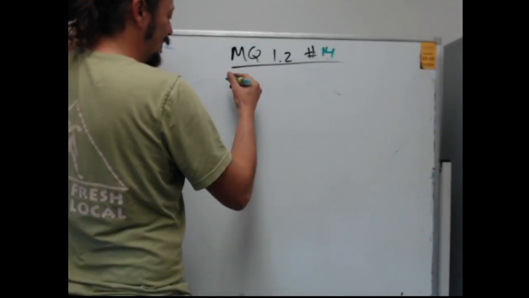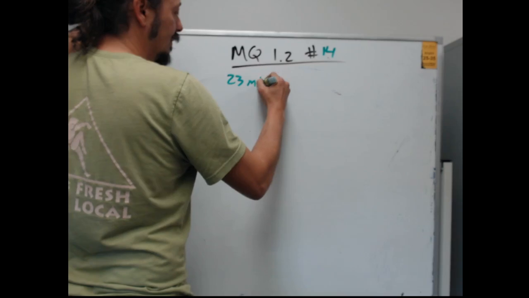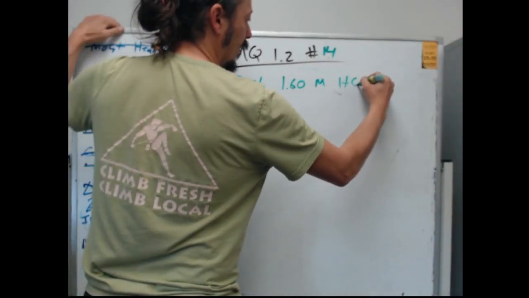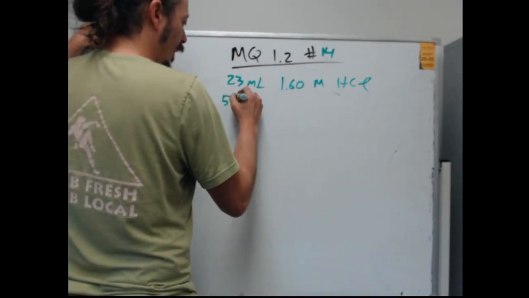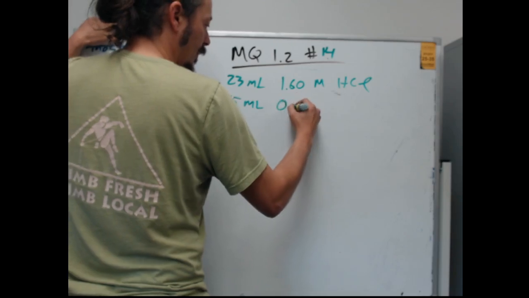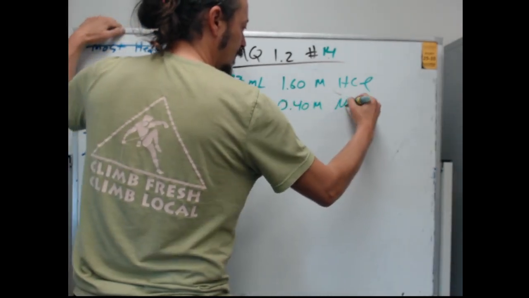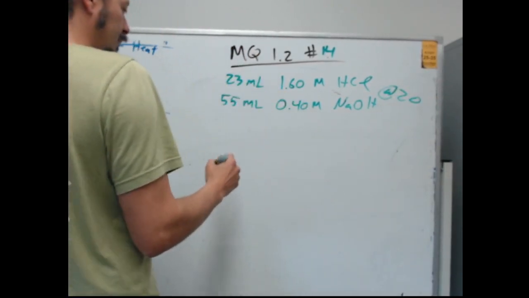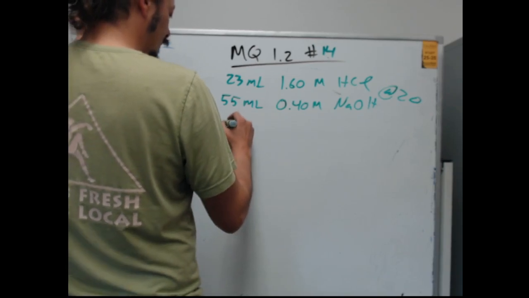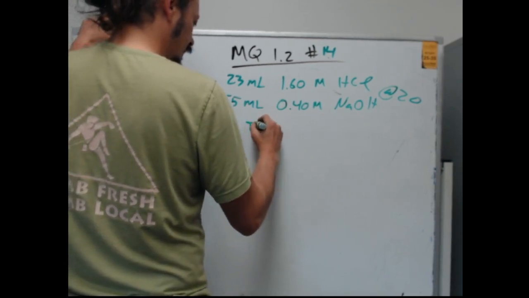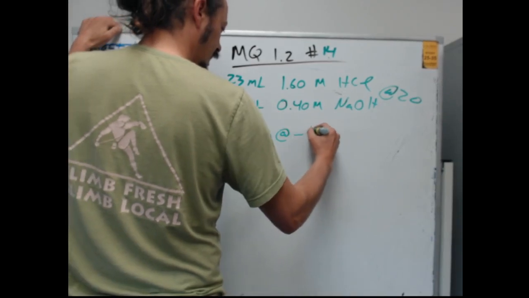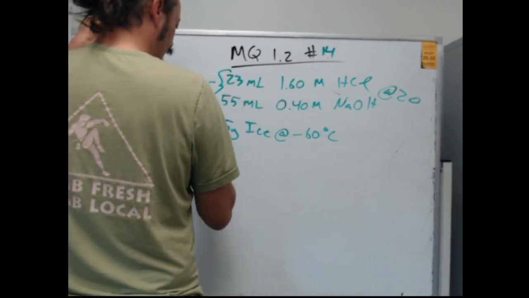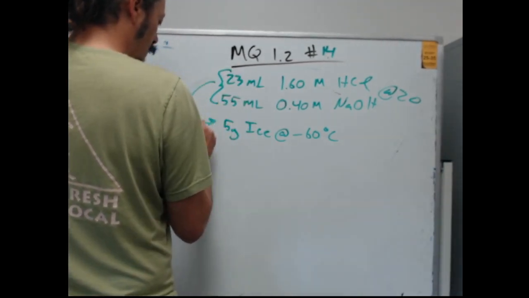One beaker contains 23 milliliters of 1.60 molarity HCl, and a second beaker contains 55 milliliters of a 0.40 molarity NaOH. Both solutions were initially at 20 degrees Celsius. We pour both beakers into a large insulated container which contains 5 grams of ice initially at negative 60 degrees Celsius. Calculate the final temperature of the resulting solution. The heat of neutralization is negative 57.3 kilojoules per mole.